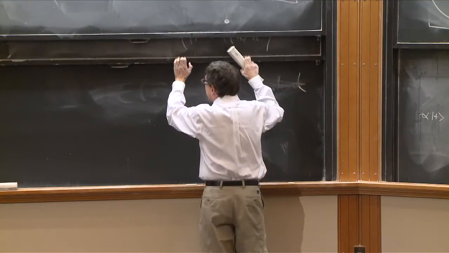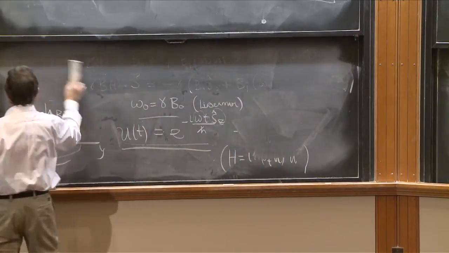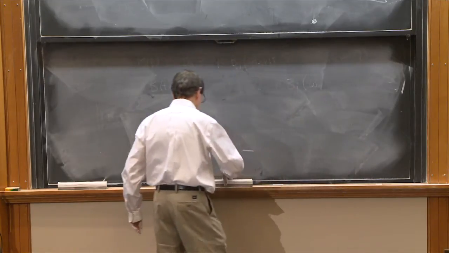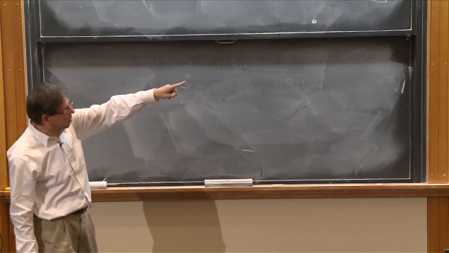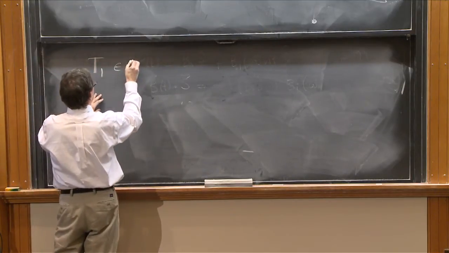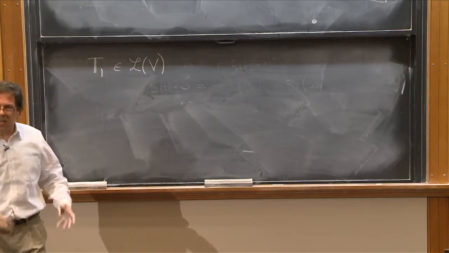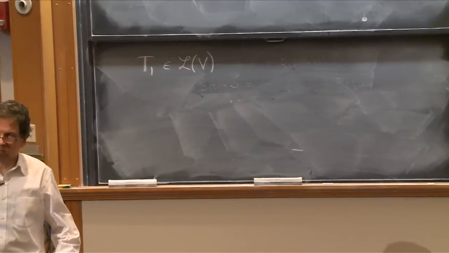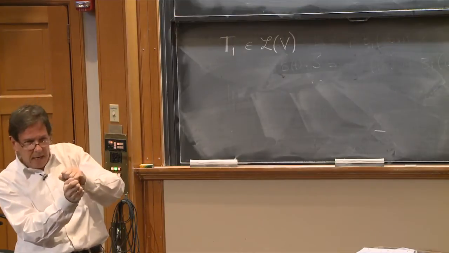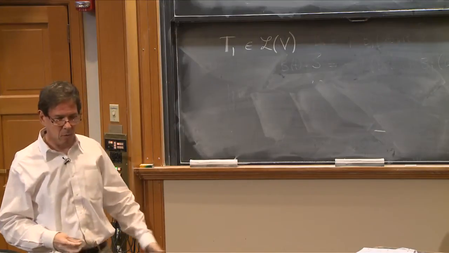Now, the operators that are a little more surprising, perhaps at first sight, are the following. Suppose you have an operator T1 that is an operator on V, and you want it to act on the tensor product. Well, you say, oh, I need another operator that acts on the tensor product. But you don't give me one. So what am I to do?